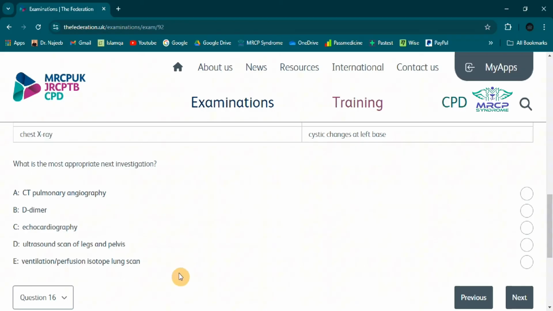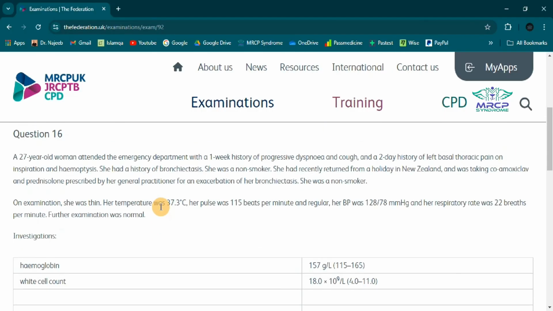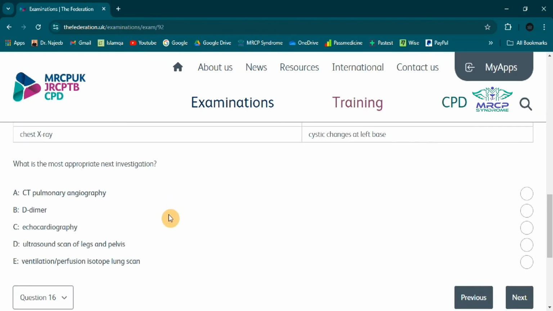So what should be the most appropriate next investigation? If we consider pulmonary embolism or infective exacerbation of bronchiectasis, which one would be the most appropriate next investigation? CTPA. Yes, we'll be going for the CTPA. CTPA is the gold standard imaging modality for diagnosing pulmonary embolism, and it directly visualizes the emboli in the pulmonary arteries. With the combination of her symptoms of recent travel, sinus tachycardia, and mild hypoxemia, it suggests a high clinical probability for pulmonary embolism.